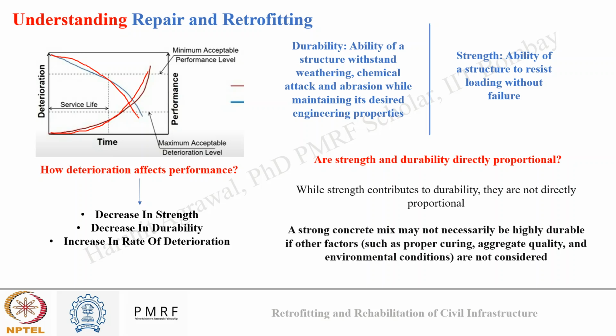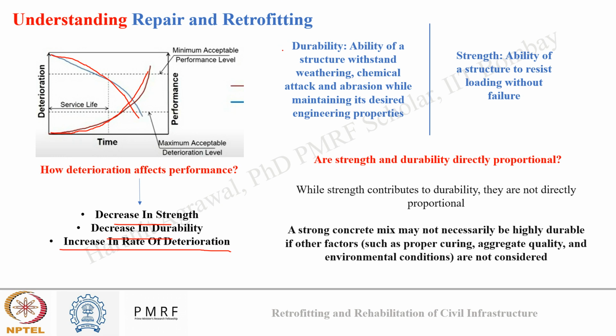Deterioration can affect the performance in two ways. Either it can affect the mechanical performance, that is strength, or it can affect the durability performance. And as the deterioration prevails, the rate of deterioration also increases. So you can see here slowly, slowly the rate is also increasing. Now, before understanding how to tackle deterioration, it is important for us to be clear how strength and durability are different, and which one needs to be addressed and how.